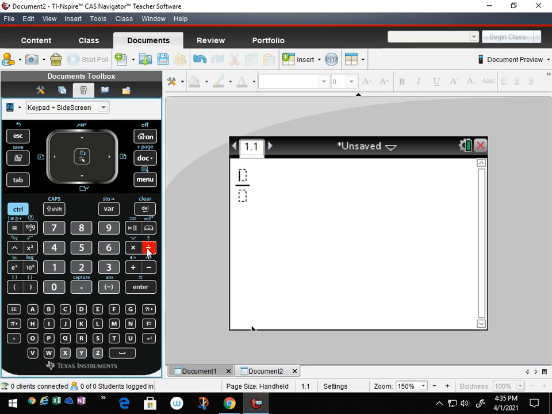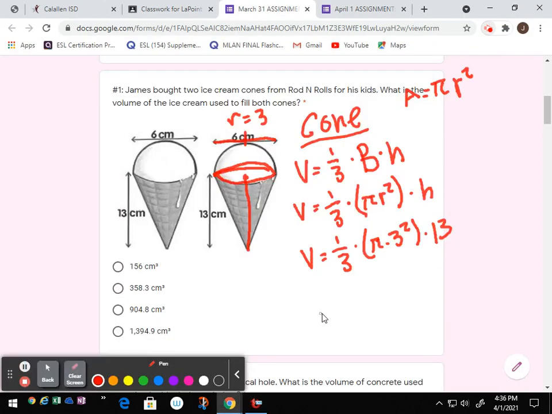All right, let's go plug all of this in our calculator real quick. So we have control divide for 1/3 times our big B, which is pi, times the radius of 3 squared. We'll put in parentheses. Times the height, which was 13. And we get 122.5. So volume is equal to 122.5 centimeters cubed. Our answer is going to be cubed because we talked about volume. All right, so there's our cone.